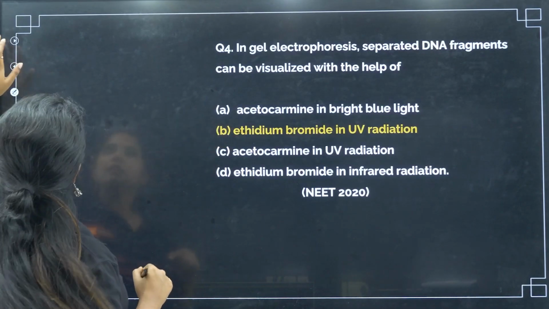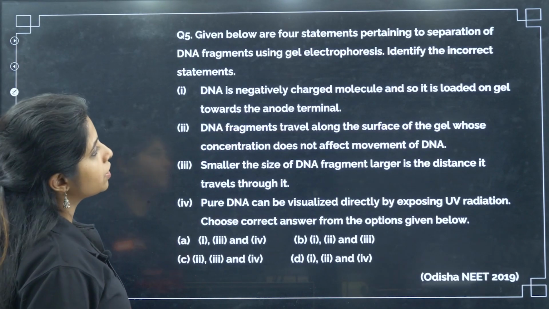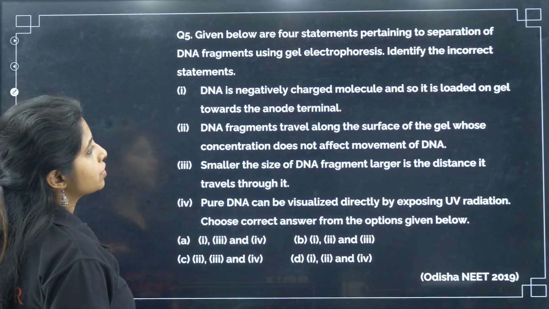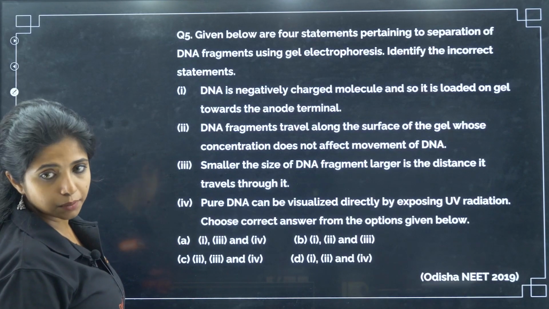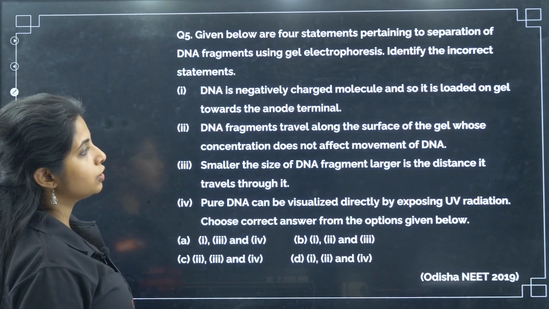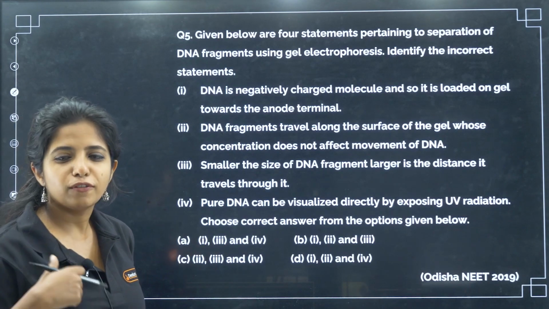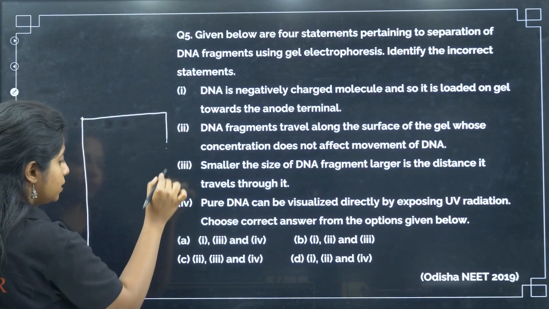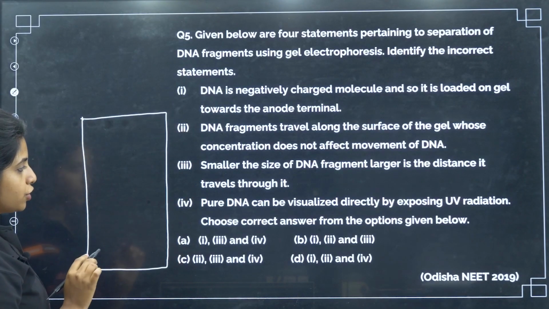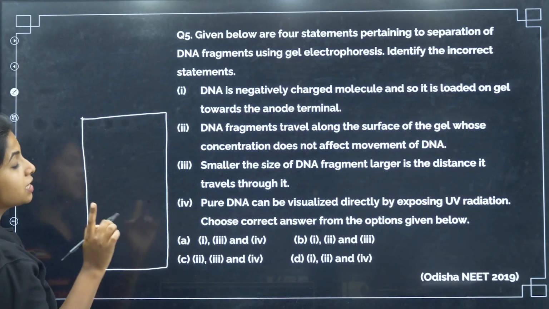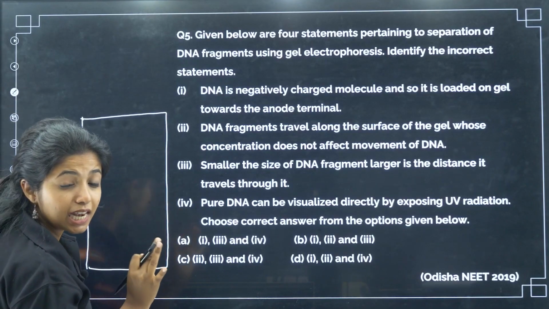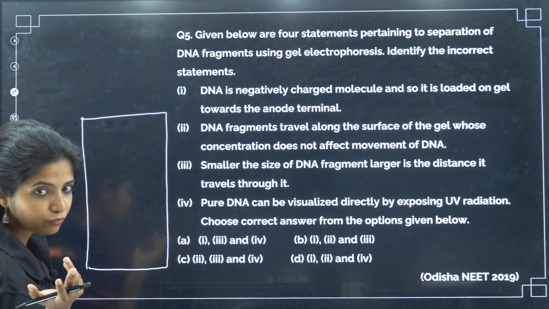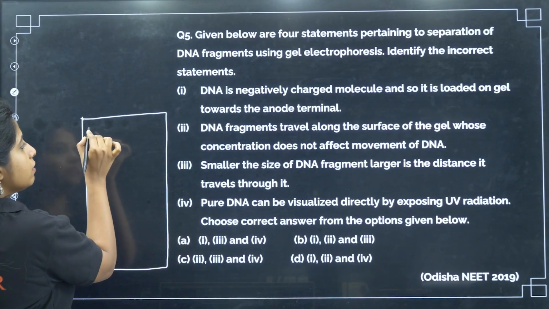Got it? Now, next, given below are 4 statements pertaining to separation of DNA fragments using gel electrophoresis. Identify the incorrect statements. DNA is negatively charged molecule. Okay. Before I get ahead, I want to explain to you how gel electrophoresis works and you tell me the answer then. So, in gel electrophoresis chamber, first thing that you have to know is DNA is negatively charged. Remember, it has a phosphate group, negative charge. So, it has a negative charge.